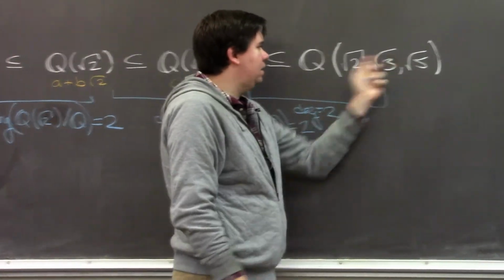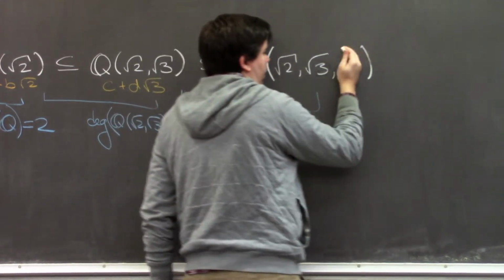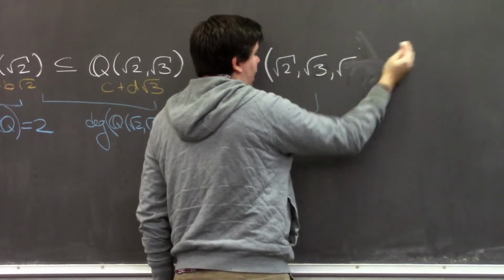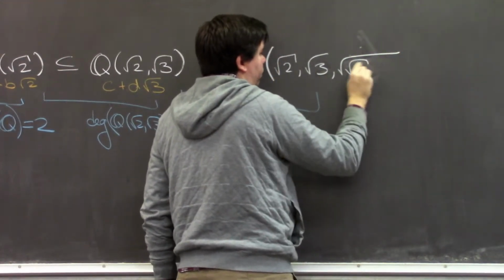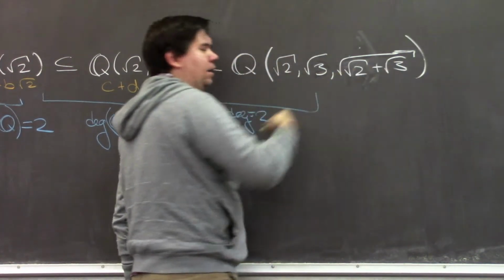And not only can you take square roots of integers, you could also have included here something else, like you don't have yet the square root of the square root of 2 plus the square root of 3. So that could have been the thing you added as well.